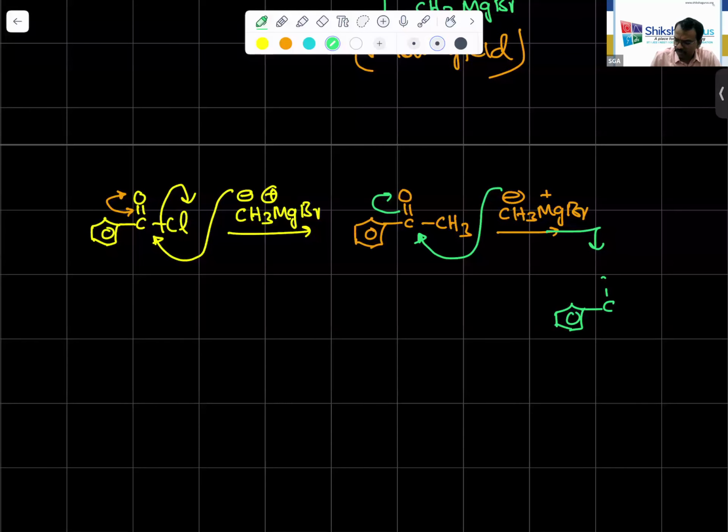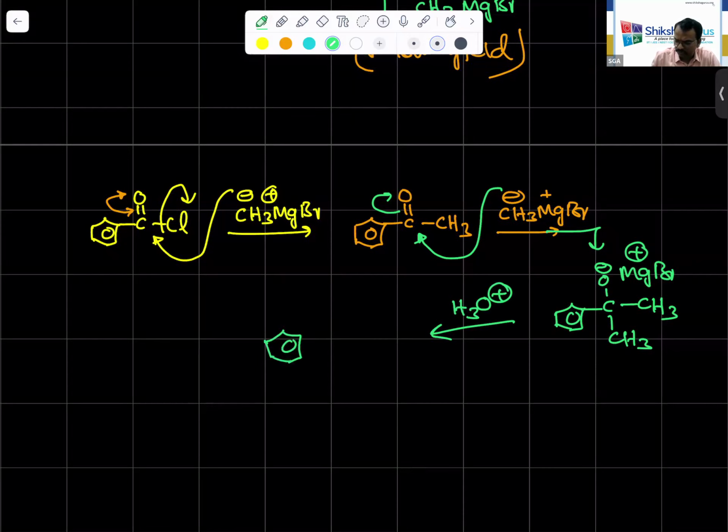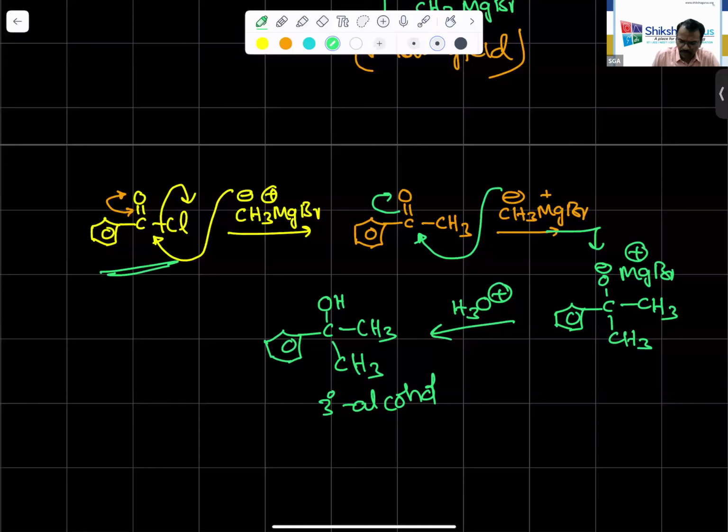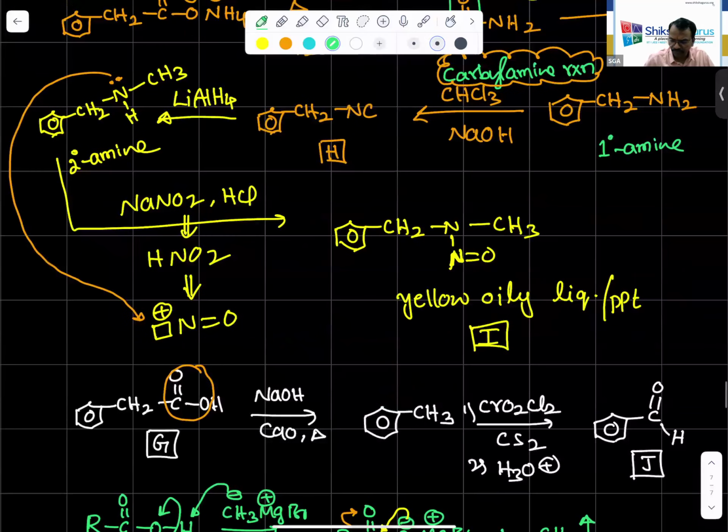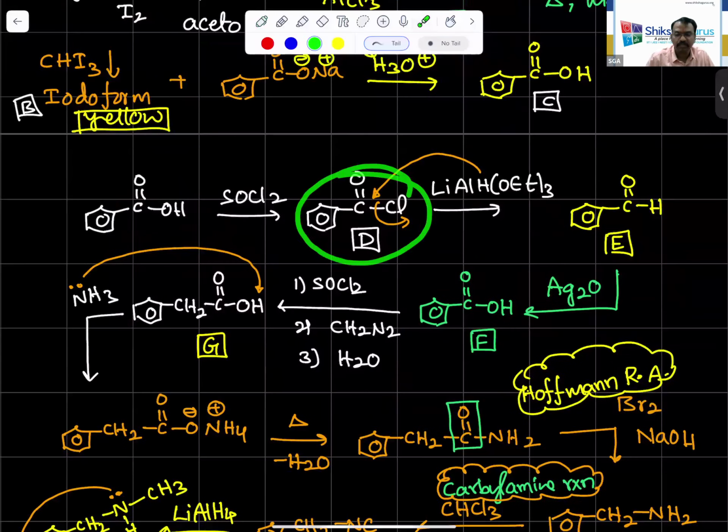Therefore, here we have O minus, here CH3, one more CH3, O minus and MgBr plus. Now in the next step, it is subjected to acidification. Now O minus will take H plus and convert into OH. Here the OH group is connected to a tertiary carbon atom. Therefore, it is a tertiary alcohol. That means one compound till now is producing tertiary alcohol when treated with excess of Grignard reagent. Okay, compound D producing tertiary alcohol.